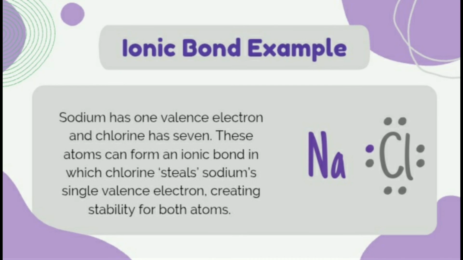So dito nga po is the ionic bond example. So, sodium has 1 valence electron and chlorine has 7. These atoms can form an ionic bond in which chlorine steals sodium's single valence electron, creating stability for both atoms. So, sodium can become stable by losing its single valence electron and dropping down to the previous energy shell, whereas chlorine can become stable by gaining 1 or more electrons and filling its outermost shell.